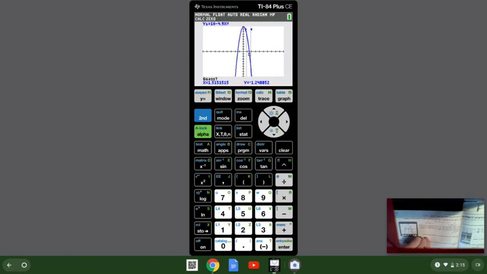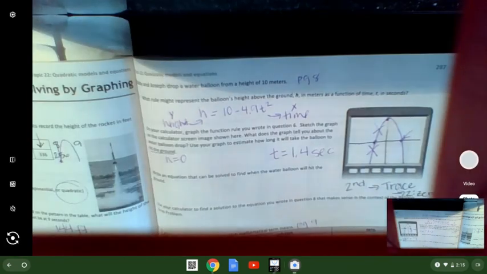Now it says guess, so I'm just going to move my cursor a little closer. It doesn't have to be perfect. I'm going to hit enter and take a look at that. It tells me that we will hit the ground at a t value, or an x value, of about 1.4. So about 1.4 seconds.